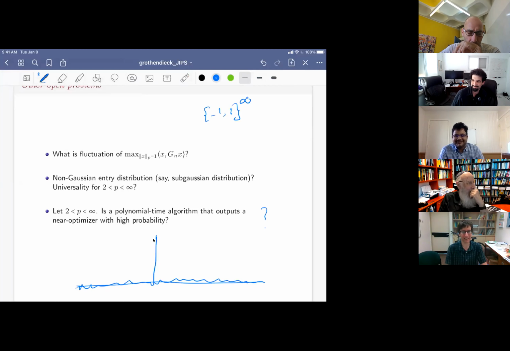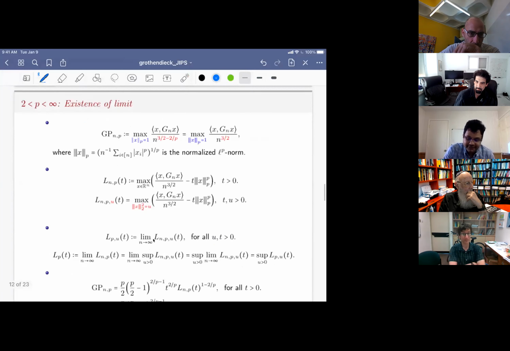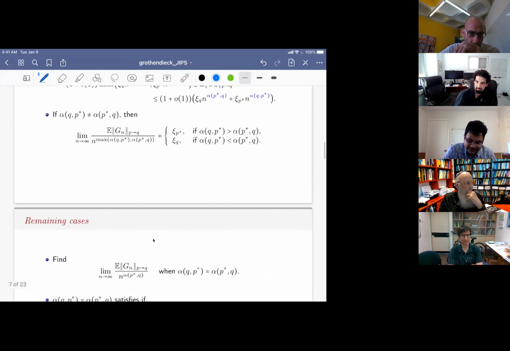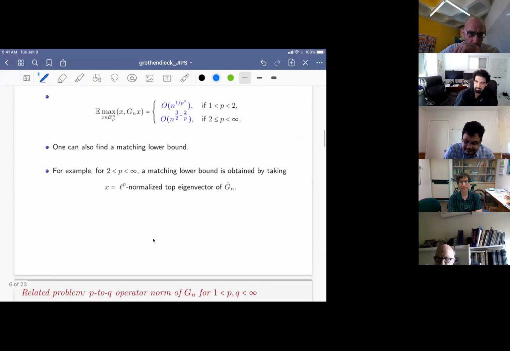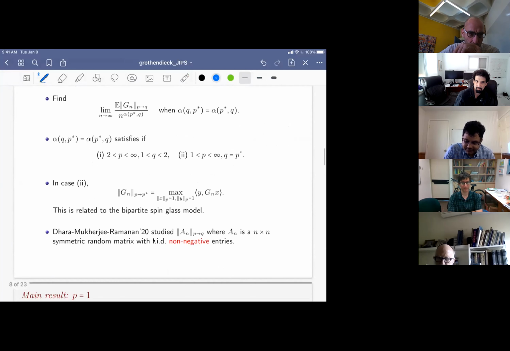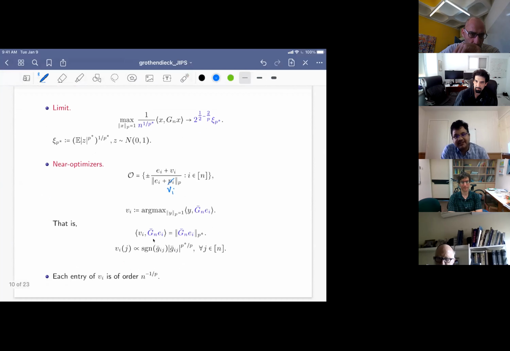Arnab, maybe, sorry, another question. Could you say again what you think happens to the fluctuations? Will there be a different behavior for p less than 2 and p bigger than 2? Let me say a few words. For p, we haven't studied that in detail, and we haven't thought about that too much. But for p less than 2, we already have an explicit description of the near optimizer.